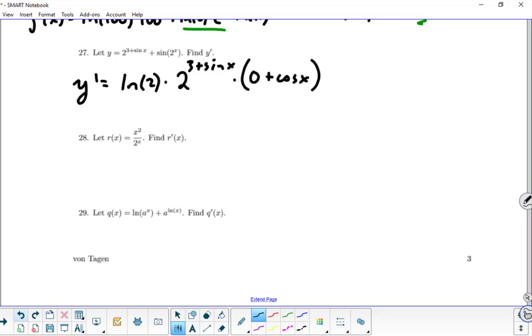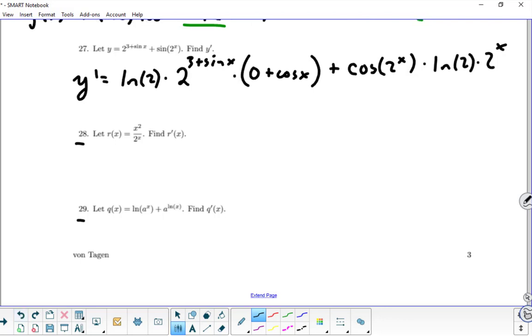Now I need to take the derivative of the second term. Well, the derivative of sine 2x, in this case we've again got a chain rule. We've got 2x nested inside of sine. So the derivative of the outer function will just be the cosine of 2x, and then times the derivative of the inner function. And the derivative of the inner function is the natural log of 2 times 2 to the x. So I'll let you try the next two problems on your own, and that will be it for your pre-work for the next class period.